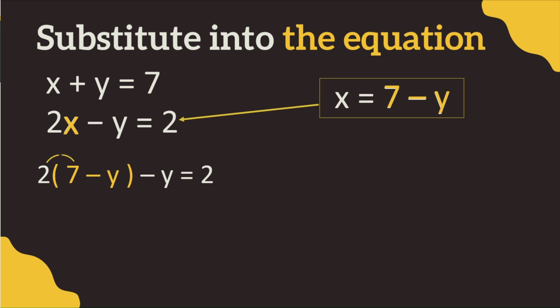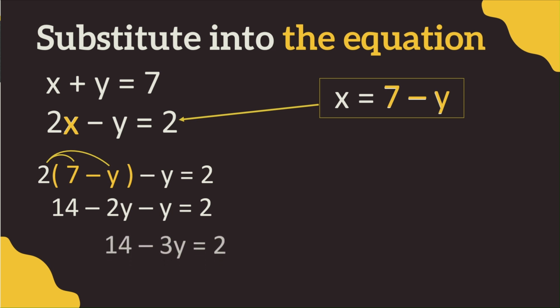Now expand the bracket. Remember to multiply every term inside the bracket by 2. 2 multiplied by 7 is 14, and 2 multiplied by minus y is minus 2y. So we get 14 minus 2y minus y equals 2. Now combine the like terms. Minus 2y minus y gives us minus 3y.